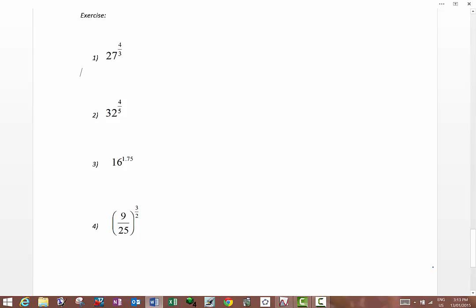Well, how did you do? Let's have a look at the first one. 27 to the 4/3, well, the denominator in the power is the 3, so this is the root. So this must be the cube root of 27 to the power 4. And you should recognize that the cube root of 27 is just 3, and we've already discussed that 3 to the power 4 is 3 times 3 times 3 times 3, which is 81.